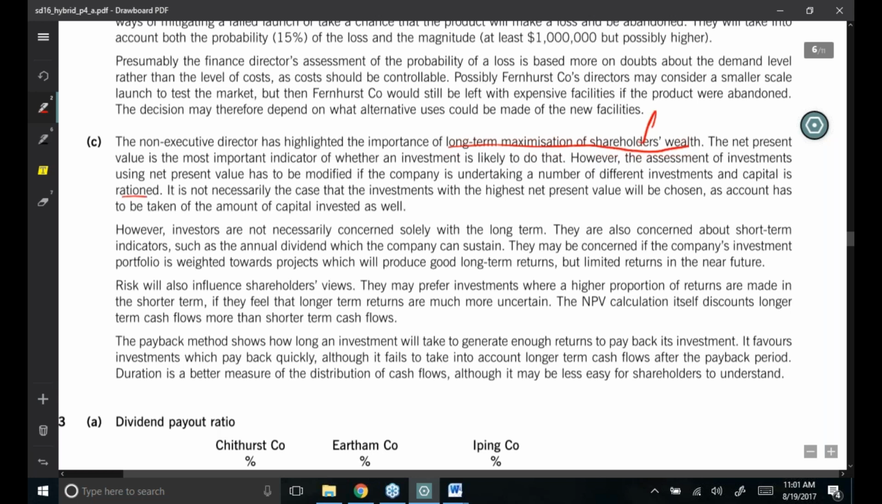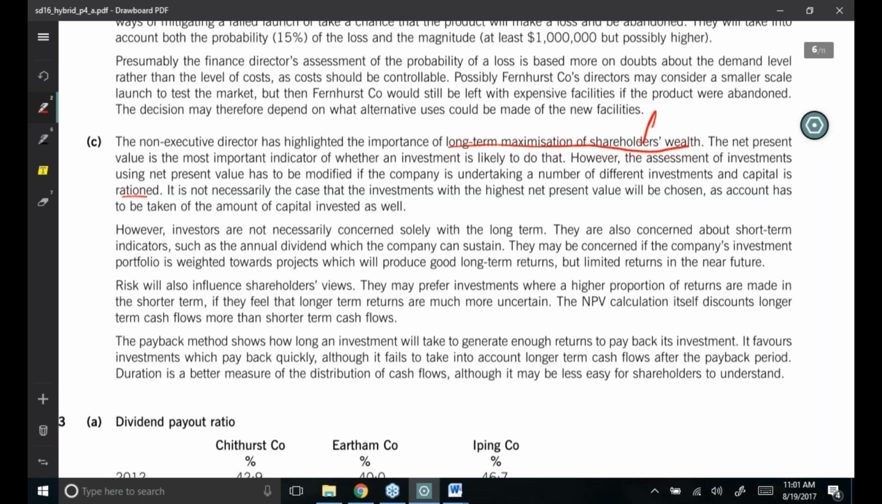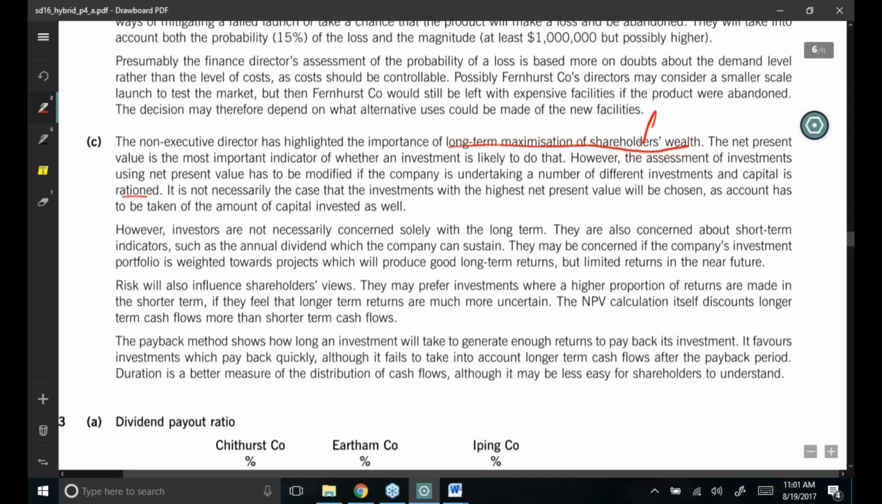Yes, it is not necessarily the case that the investment with the highest NPV will be chosen and account has to be taken of the amount of capital invested as well. So we need that project which is generating more return by investing less capital. However, investors are not necessarily concerned solely with the long term. They are also concerned about short-term indicators such as the annual dividend. They may be concerned if the company investment portfolio is weighted towards project which will produce good long-term return, but limited return in the near future.